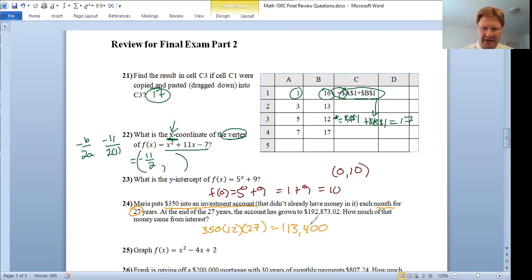And this is how much money is in there. So the rest of it has to be interest. So subtract that from 192,873.02. And we get $79,473.02. So this is how much money she put in, and that's how much money must have come from interest.